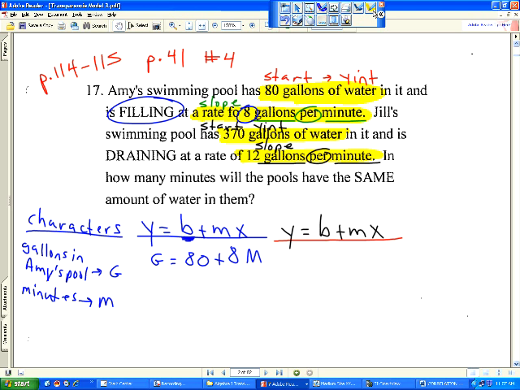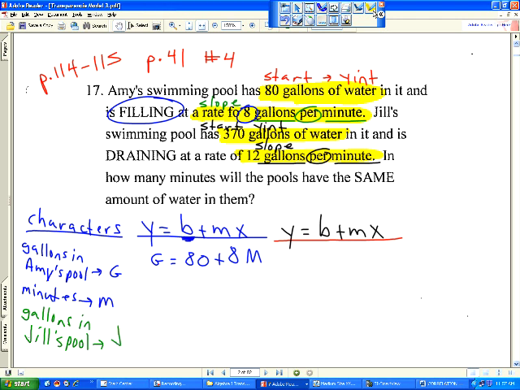We didn't call them y equal b plus mx's on page 41 because we didn't know what y equal b plus mx was on page 41. So we did it a little different because we didn't know this. So let's write an equation for Jill's gallons. We better assign a variable, hadn't we? Gallons in Jill's pool.